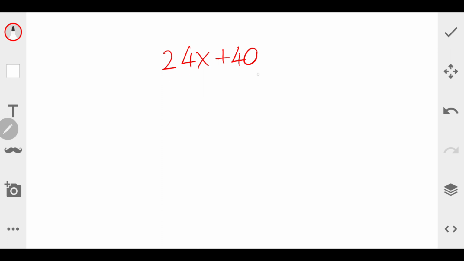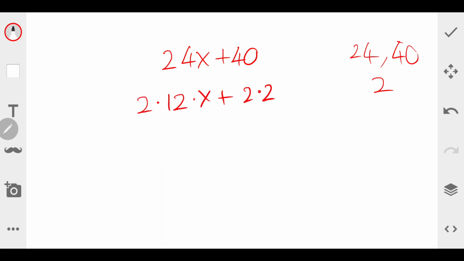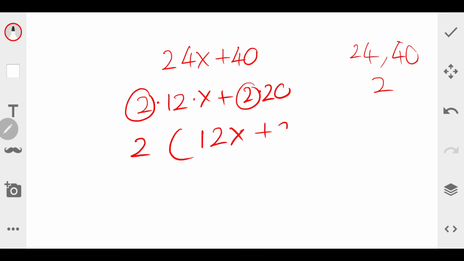So for example, 24 and 40 are the numbers, and I'm going to start with 2. Let's say 2 is the common factor, so I'm going to do 2 times 12 times x, and I'm going to do 2 times 20, and I'm going to say, okay, 2 is the common factor, so let's do 2, and what's left? 12x plus 20. So I can say 2 and 12x plus 20 are the factors of 24x plus 40. That's correct. But the problem is we are not done factoring, because look at the numbers now.